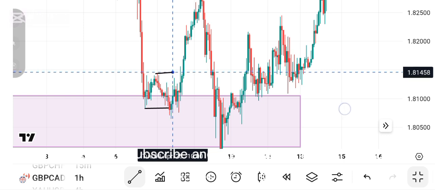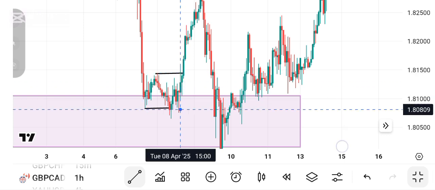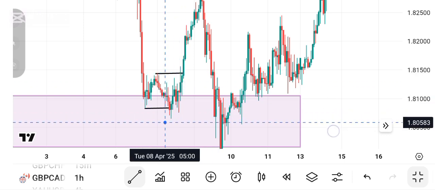And why is it valid? Because it is broken by a candle body and not with a wick.